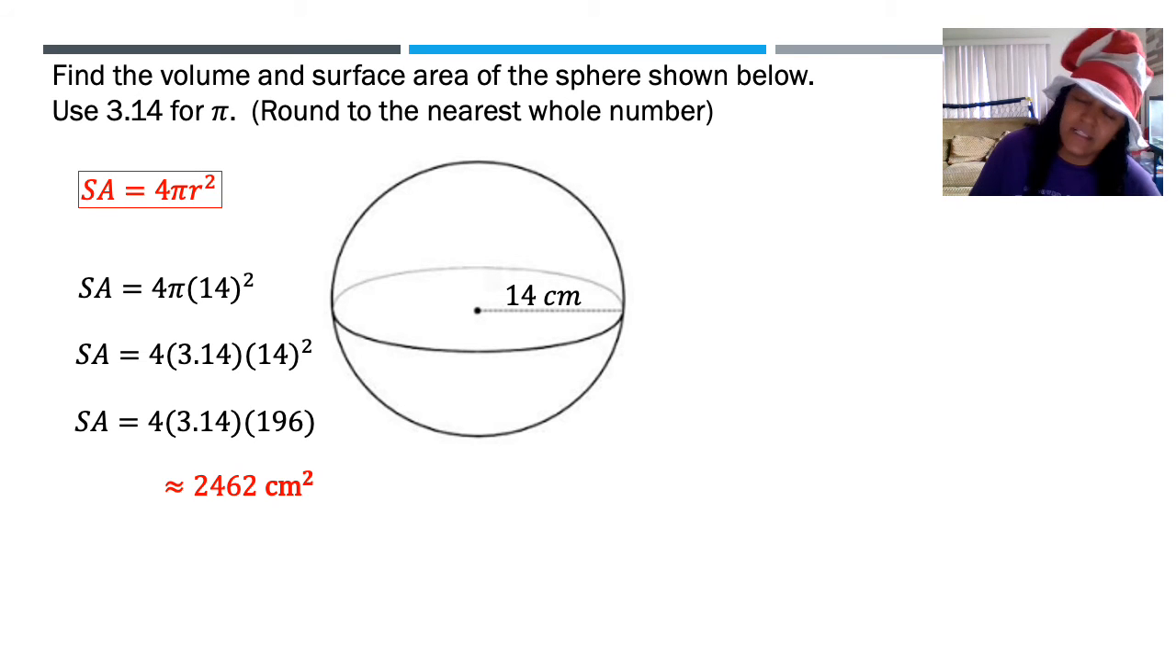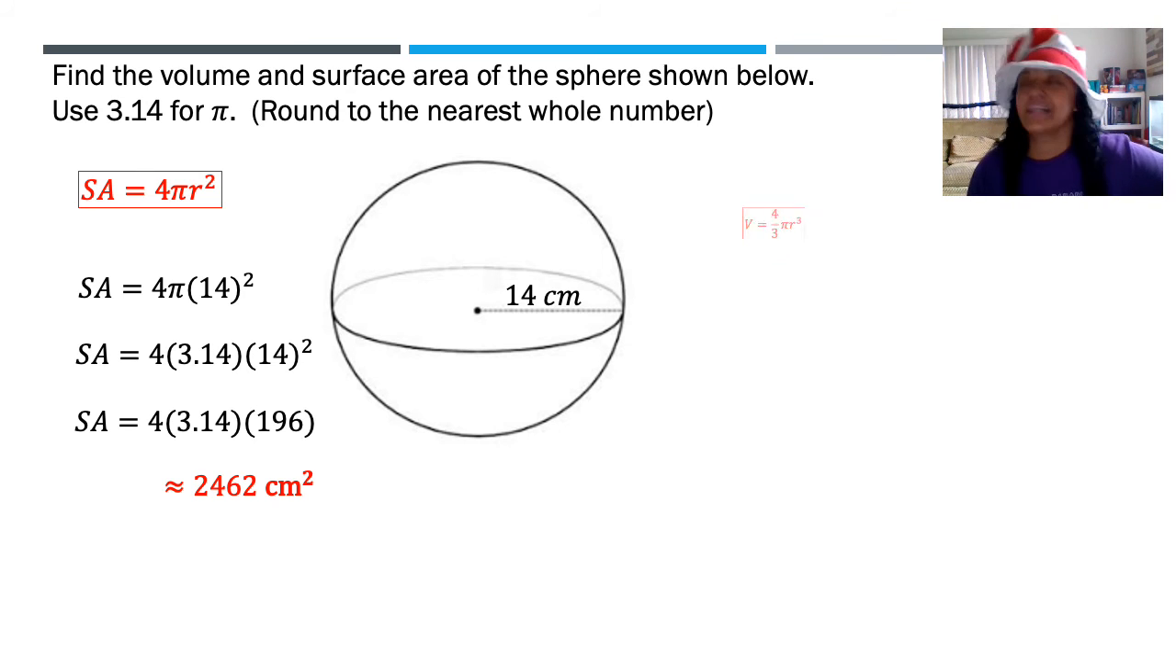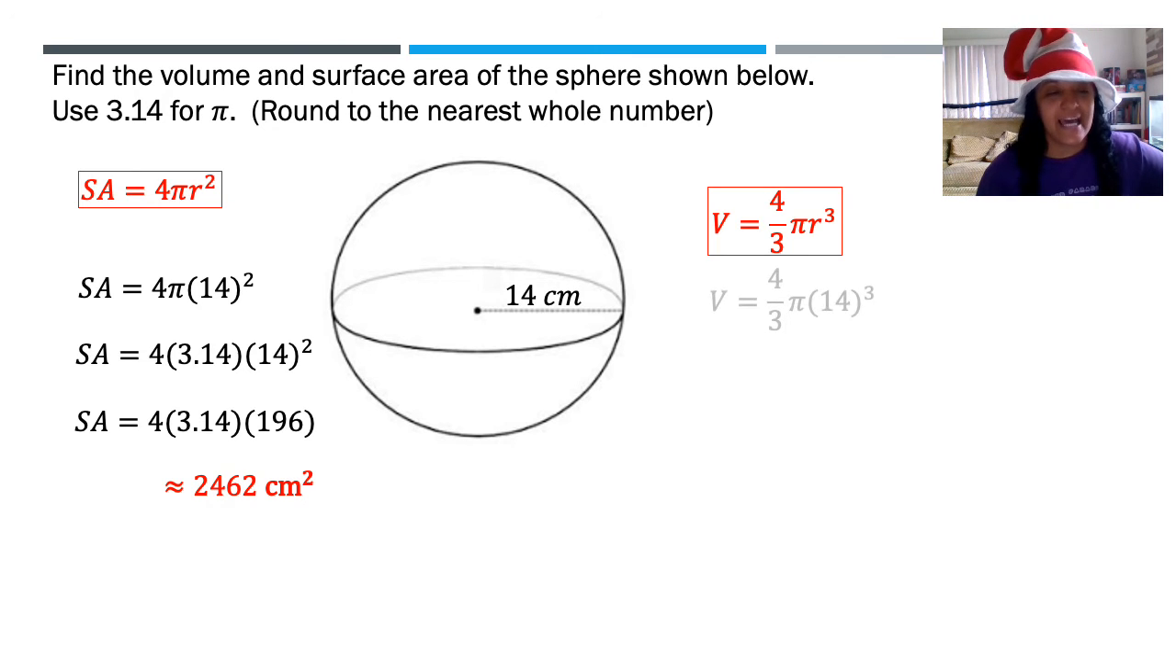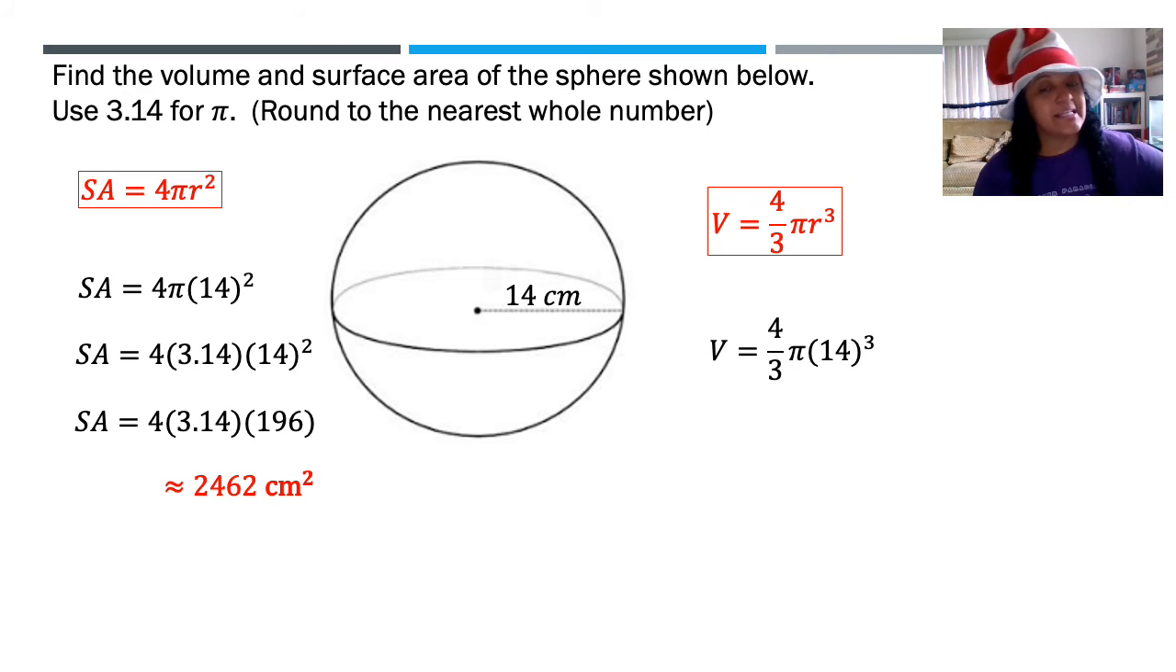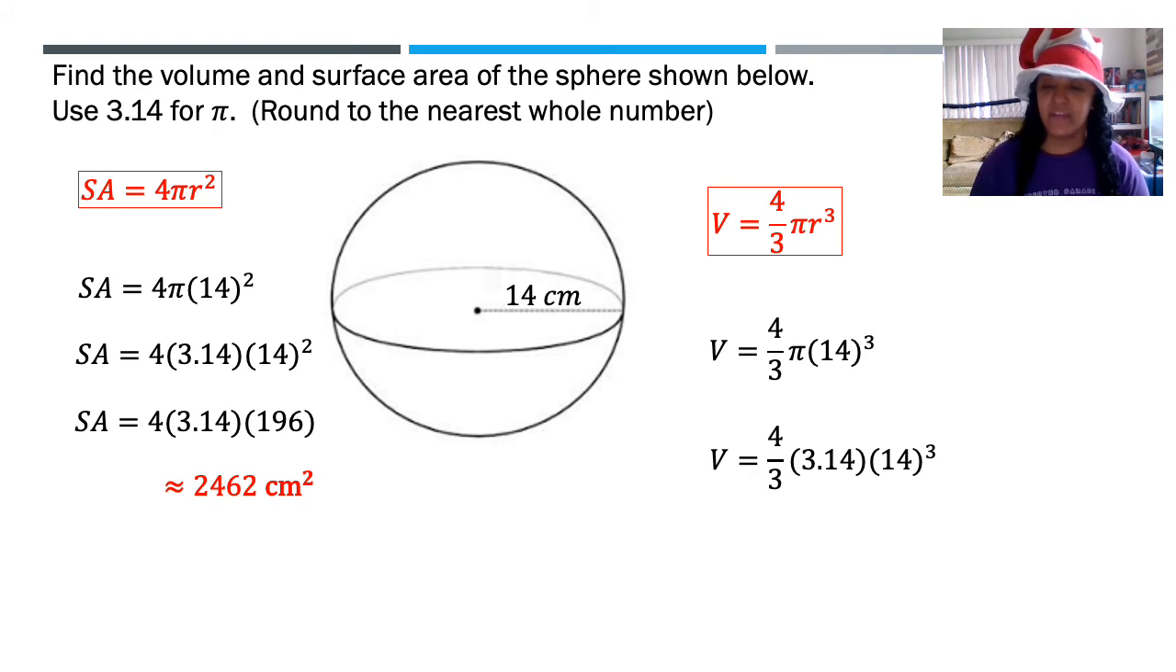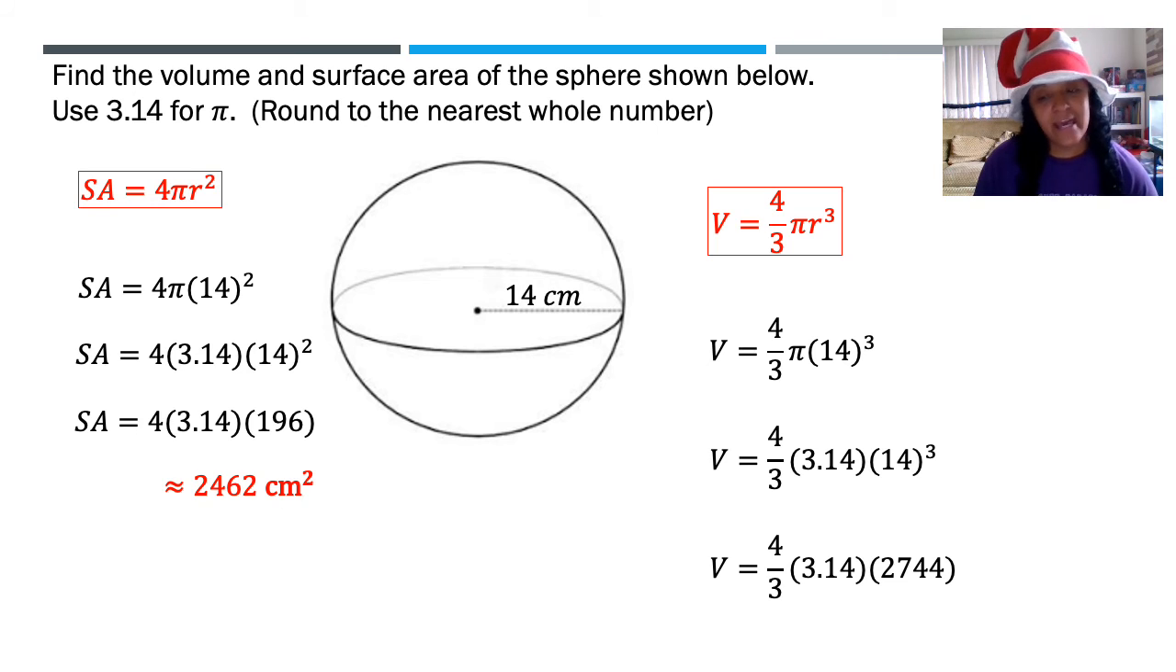Volume formula. That was just so long ago. We just did it in the last video. What is it again? Yes. Good job. V equals 4/3 pi r cubed. Excellent. Next step, go ahead and substitute your radius. Remember, this time it's volume, so we're not squaring, we're cubing. Okay, good job. The next step, we can go ahead and throw in that 3.14. Next step, go ahead and do your 14 times 14 times 14.